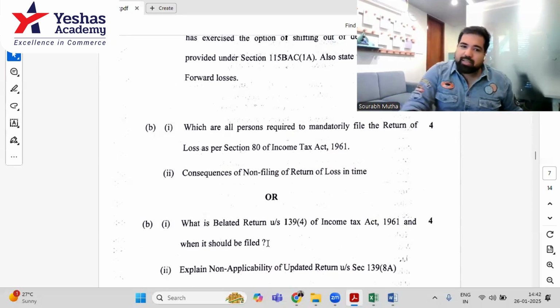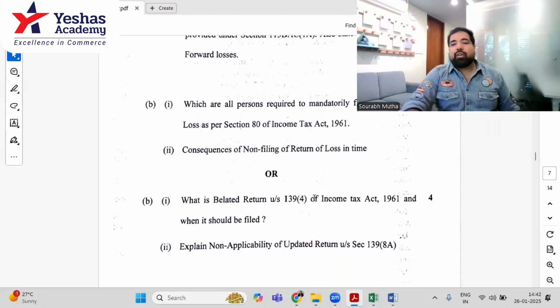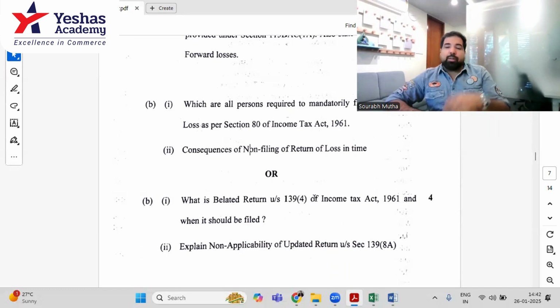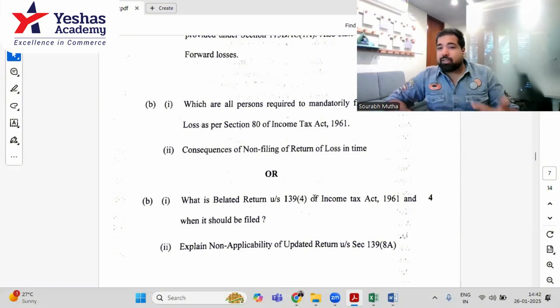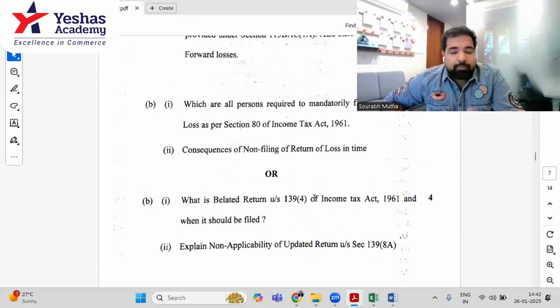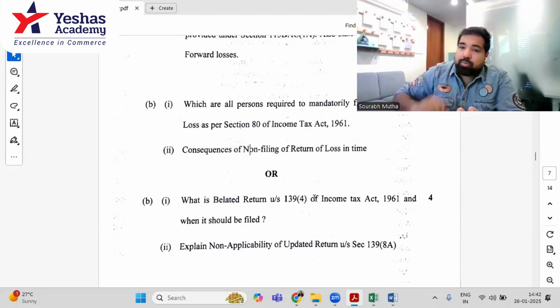We have discussed this very easily. But if you file your return late, there are 4 consequences called LIFT. Losses will not be allowed to be carried forward. If you have to pay some tax, you'll have to pay interest under section 234A. There is a late fee of 5,000 rupees per person.